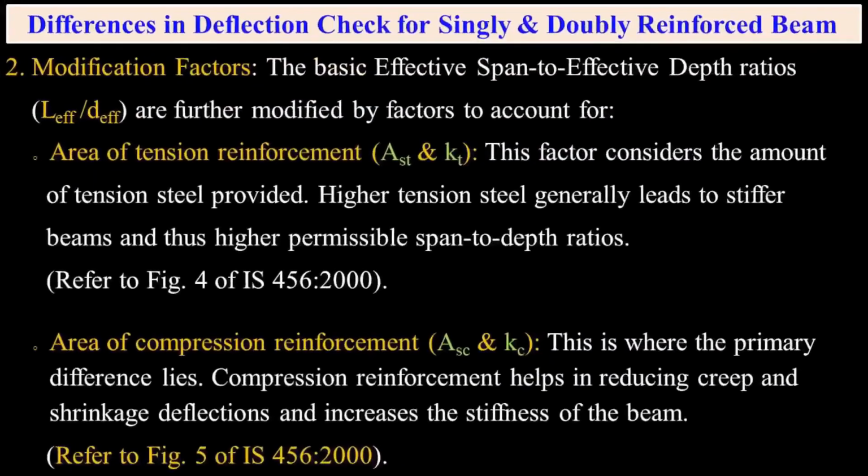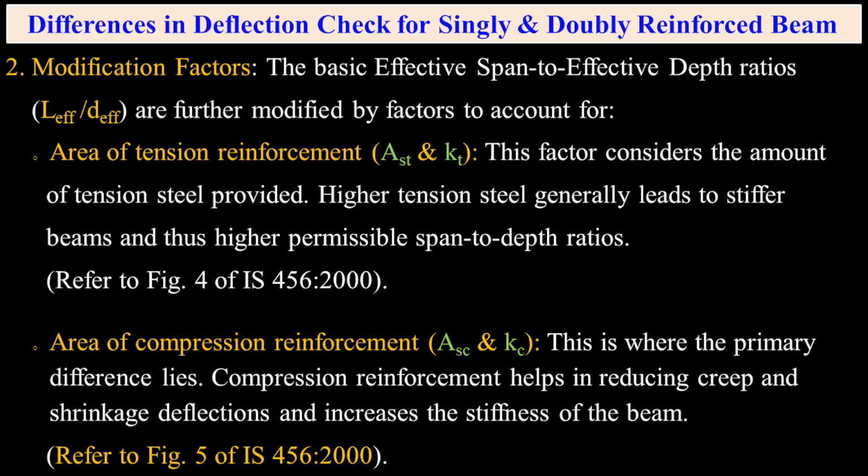Now that we've covered the similarities, let's move on to the differences in deflection check for singly and doubly reinforced beams, specifically focusing on the modification factors. This is where the critical distinctions really come into play. The basic effective span to effective depth ratios, those L effective by D effective ratios we just discussed, are further modified by specific factors to account for the characteristics of the beam.